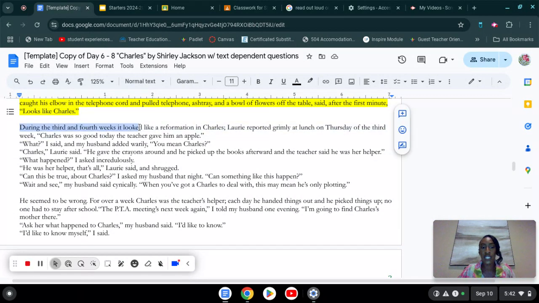During the third and fourth weeks, it looked like a reformation in Charles. Lori reported grimly at lunch on Thursday of the third week, "Charles was so good today, the teacher gave him an apple." "What?" I said, and my husband added warily, "You mean Charles?" "Charles," Lori said. "He gave the crayons around, he picked up books afterward, and the teacher said he was her helper." "What happened?" I asked incredulously.